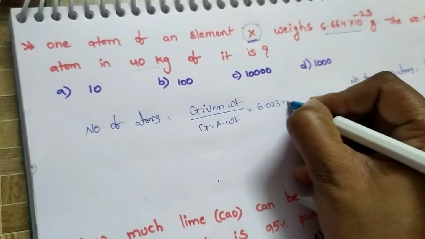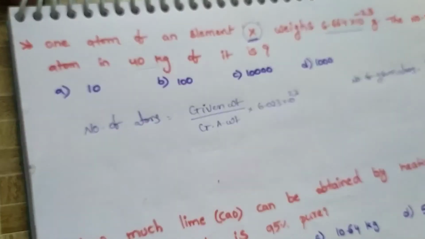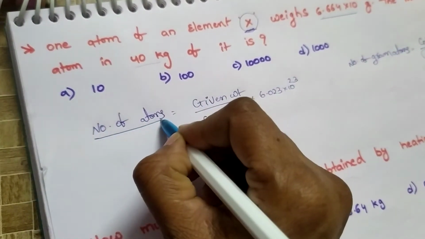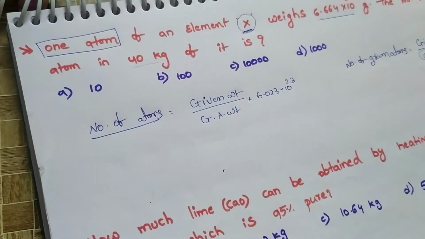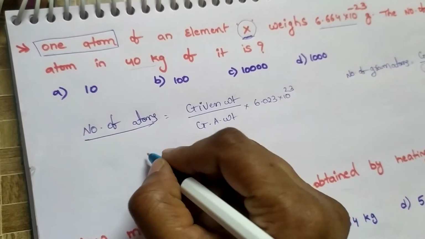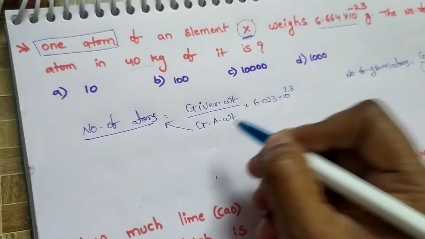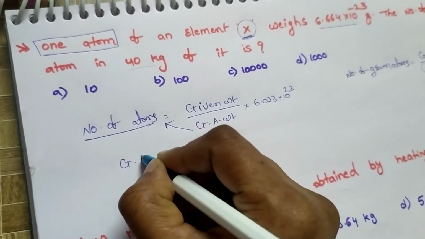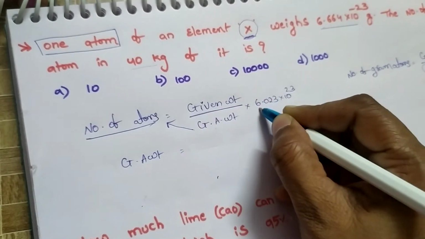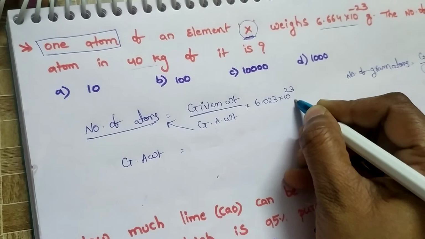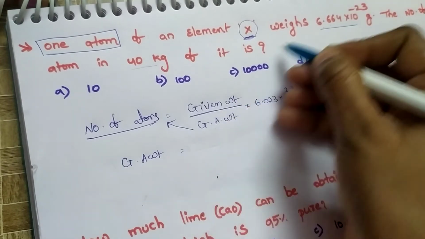This is the only formula we need. Previously we discussed the number of atoms value. Here he has given one atom, isn't it? So I am substituting 1 here. Then if we cross multiply, gram atomic weight equals given weight into 6.023 into 10 to the power of 23. So what is the given weight?